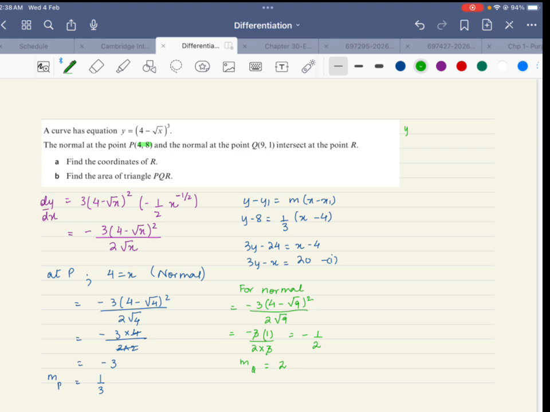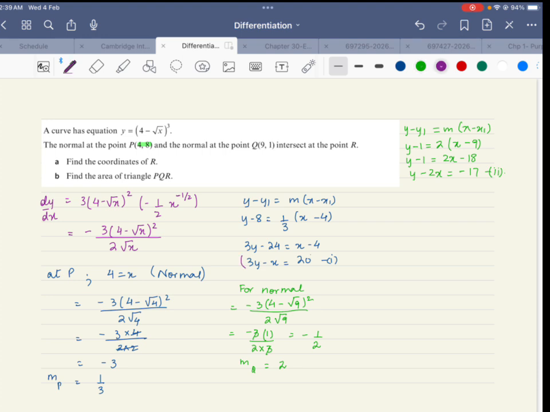Now let's find out the equation. The equation is y minus y1 equals m x minus x1. Y minus 1 equals m x minus 9. Y minus 1 equals 2x minus 18. Y minus 2x equals minus 17. This is equation 2. Now I have to solve the equations simultaneously.